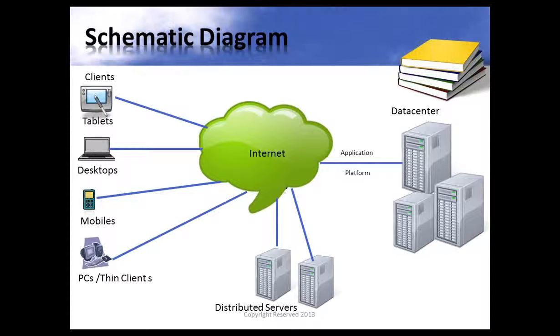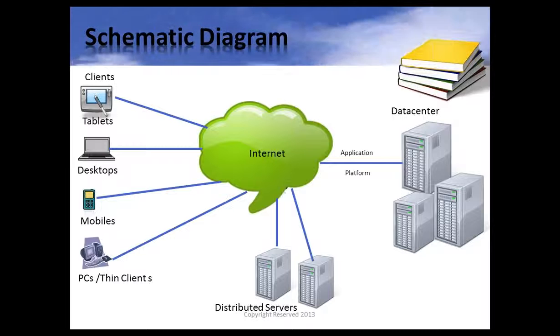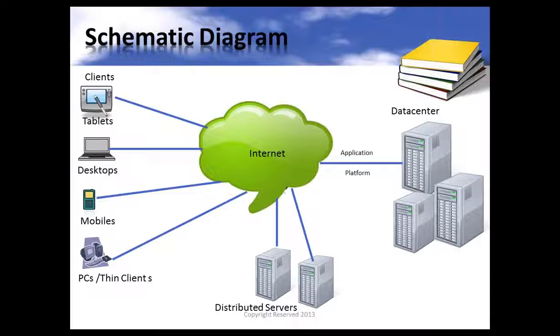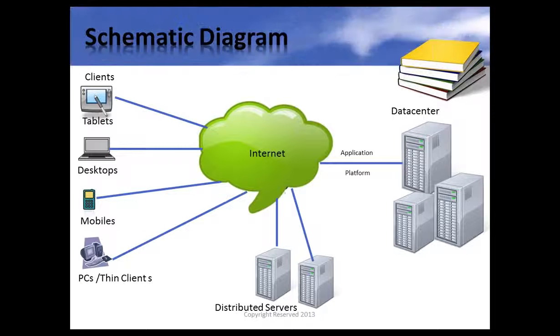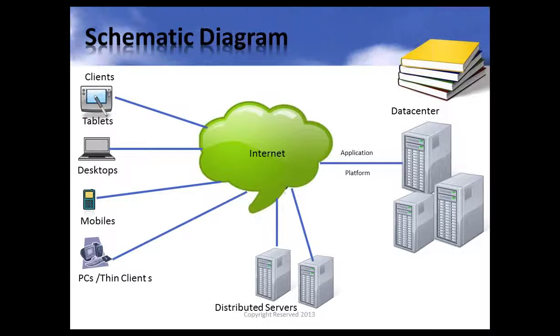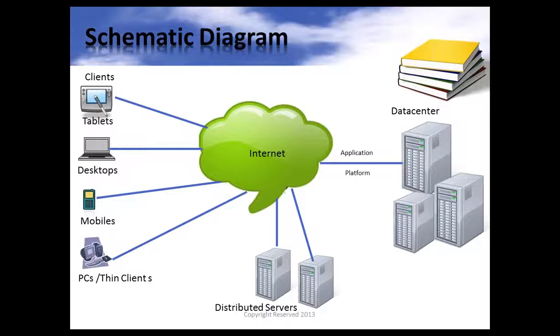A whole lot of times what happens is you would have distributed servers, which is essentially servers which are located in another location besides the primary data center. This is more in terms of backup and security. So that's essentially how the basic diagram of cloud computing looks like.